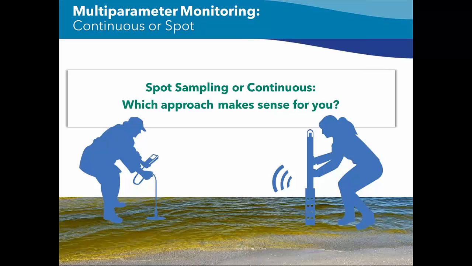But there is a critical question there, and that is, what's most valuable for you to do using this type of multi-parameter monitoring? Is it more valuable to you to do spot sampling, such as shown here, using a platform like our ProDSS platform? Or is it more valuable to you to do a continuous monitoring deployment with something like an EXO2 sonde that can even do telemetry?